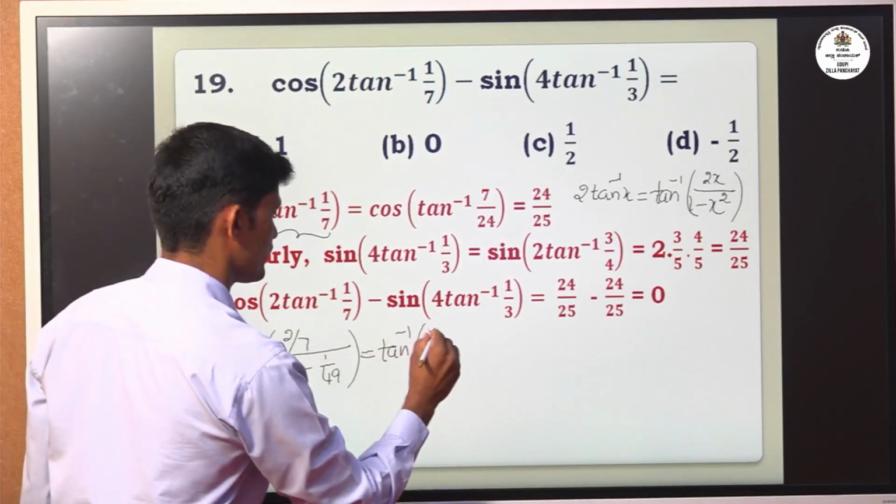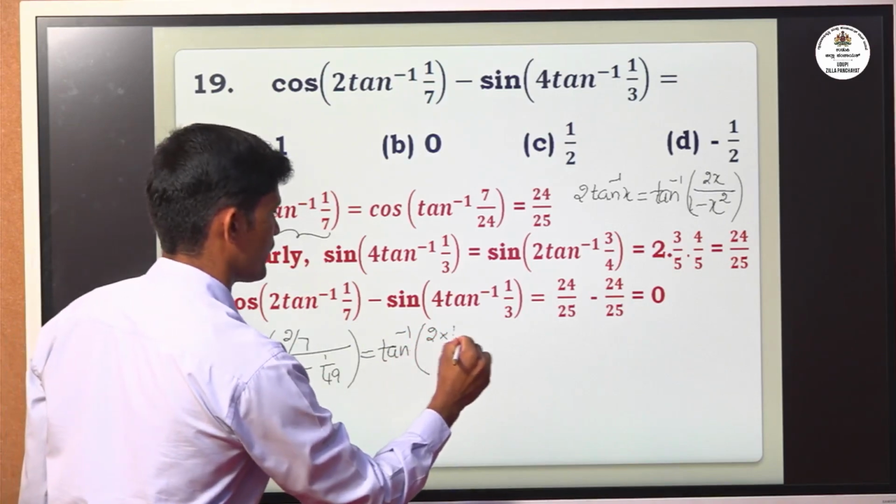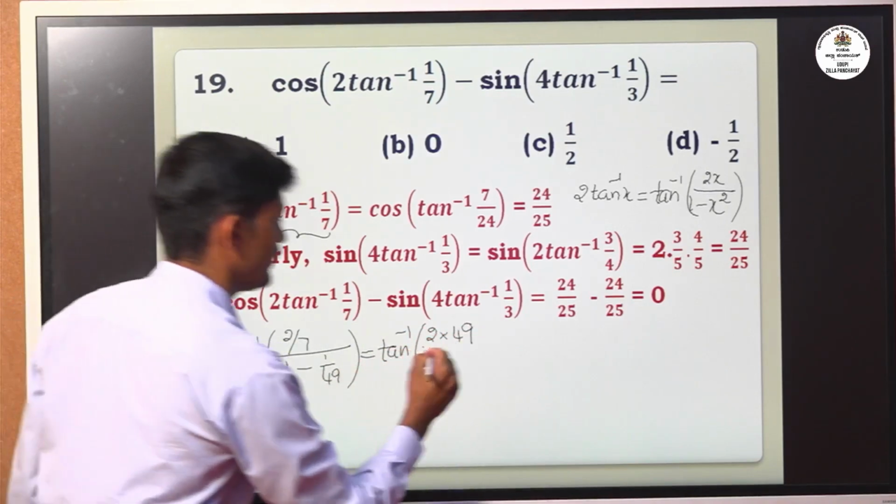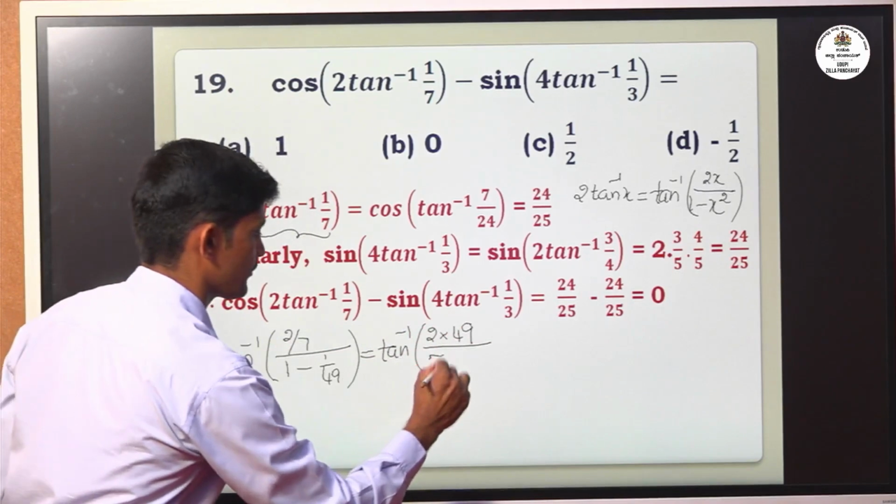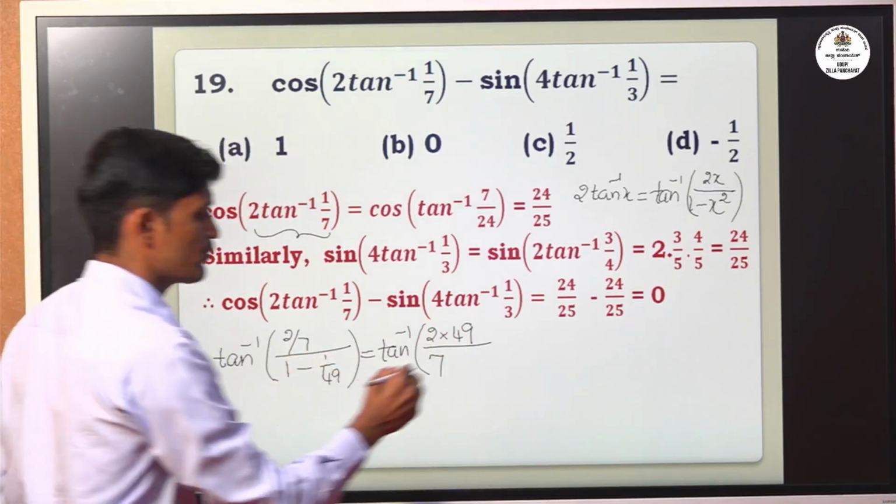2. The denominator comes to numerator 49 divided by, here denominator is 7. Here 49 minus 1 is 48.